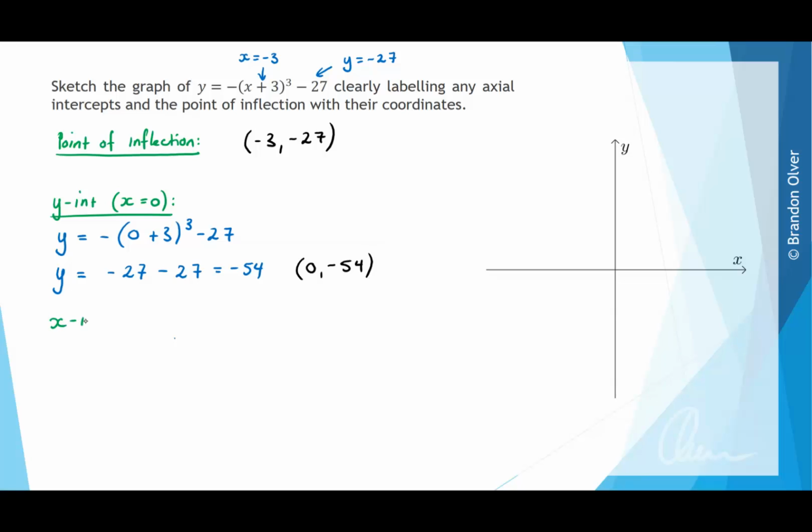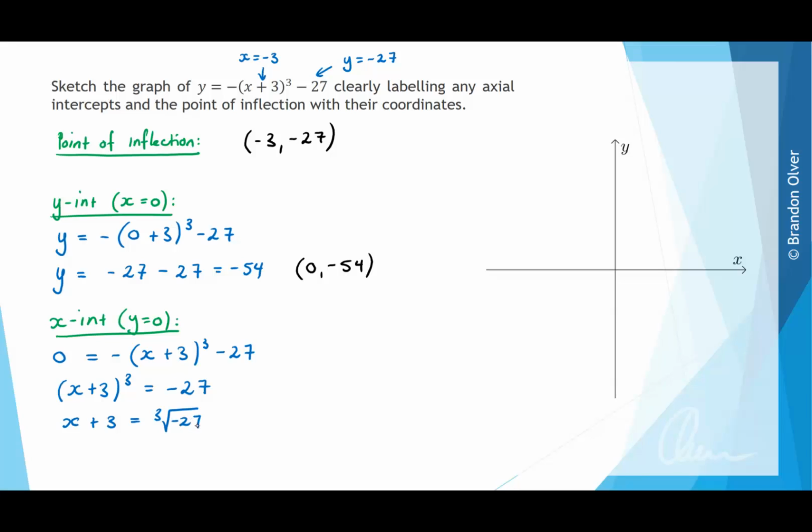Finally, we can calculate the x-intercepts of this graph by letting y equal 0. And when we do that, we get 0 is equal to negative (x plus 3) cubed minus 27. If we add (x plus 3) cubed to both sides of the equation, we get (x plus 3) cubed is equal to minus 27. Therefore, we find that x plus 3 is equal to the cube root of negative 27.